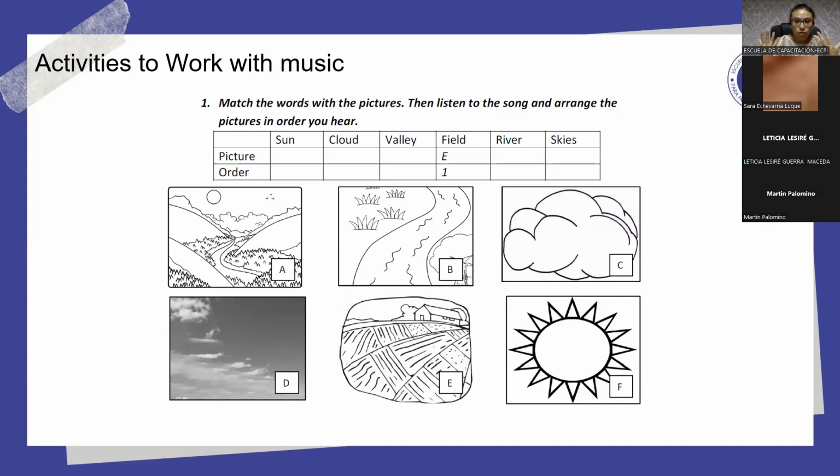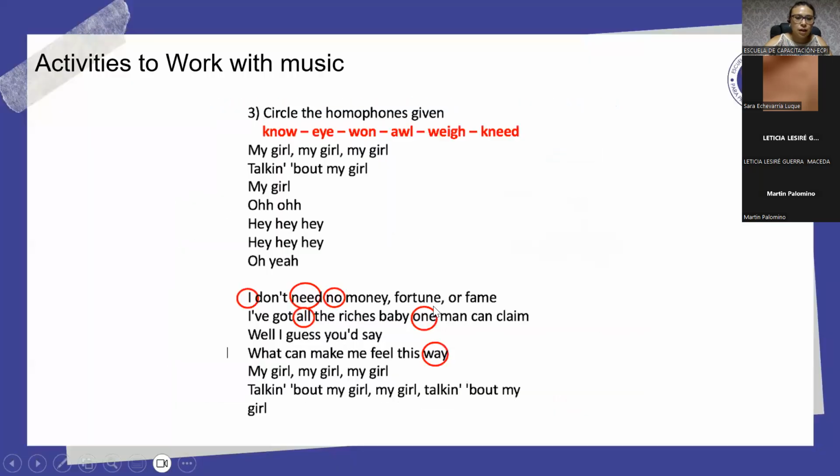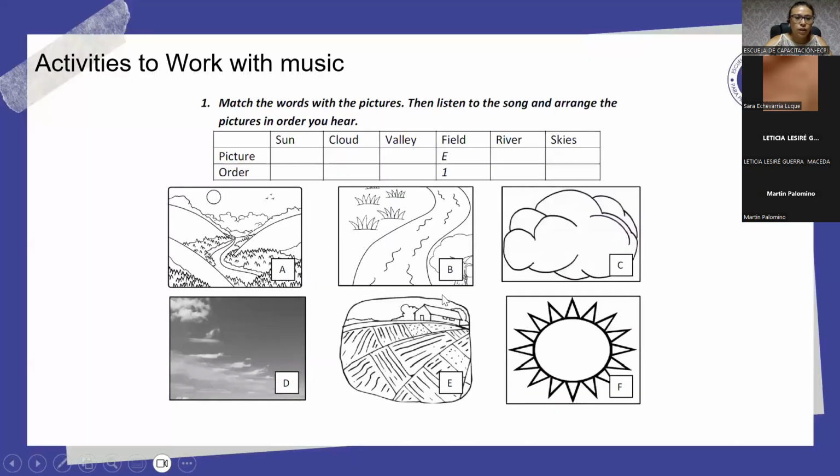Then listen to the song. First, you are going to match. After that, you are going to listen to the song and order which one is first: A, B, C, D, etc. You can work with this, for example, using the chant of the human body. Yes, you can use this with numbers and so many other things. So try to adapt, okay? Try to adapt. What else? I had another one, but I think that is not here.